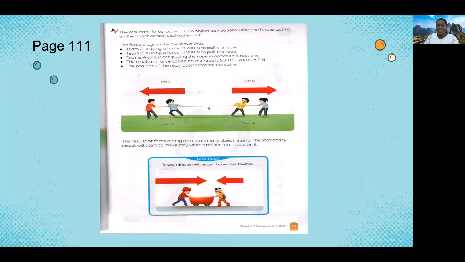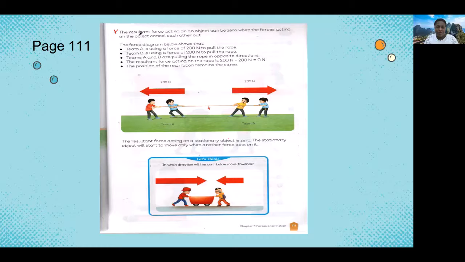Very good. Read for us the resultant force. The resultant force acting on an object can be 0 when the forces acting on the object cancel each other out.